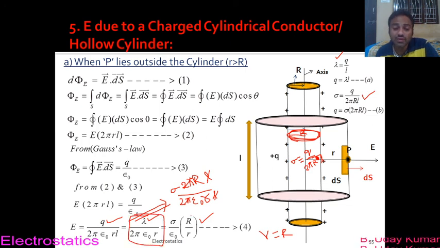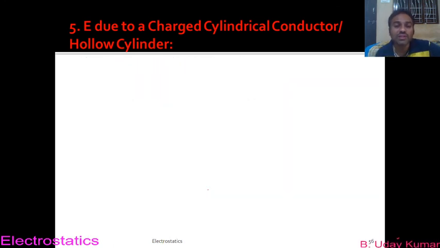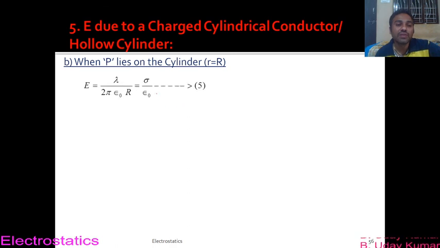And when small r is equal to capital R, these two get cancelled, right? So just substitute small r equal to capital R, and you automatically get the electric field intensity at a point P on the surface of the cylinder. So when P lies on the cylinder, small r is equal to capital R, and I am going to get E as lambda by 2 pi epsilon 0 capital R, or sigma by epsilon 0. So this is the electric field intensity at a point P on the cylinder.